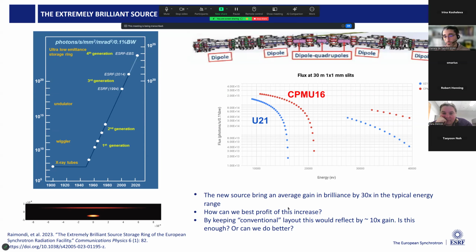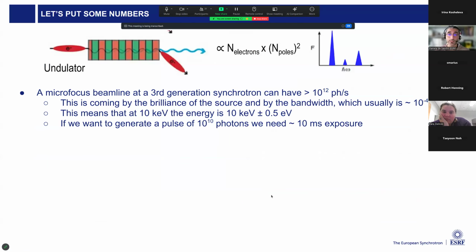So one of the ideas when we started this project of upgrading ID29 was how we can best profit from this increase. We saw that even with the old ID29, and this is something that has also been observed on the other MX lines, just by upgrading the source, that would have been reflected in the flux at the sample position by roughly a factor of 10. But then we started thinking, can we actually do better than that, by redesigning and completely rebuilding the beamline and increasing this gain?